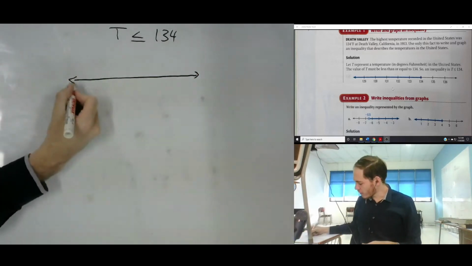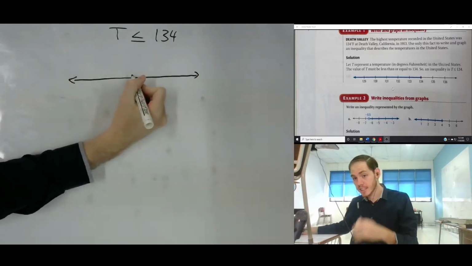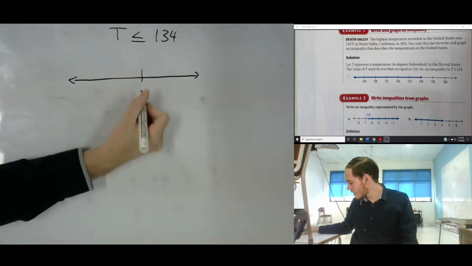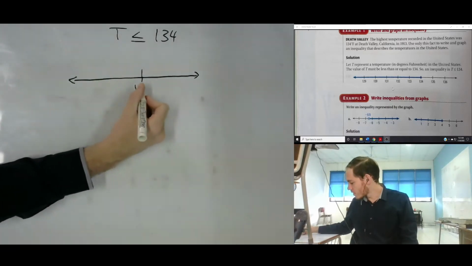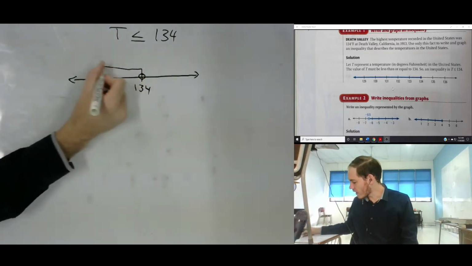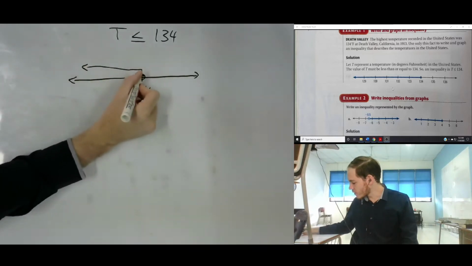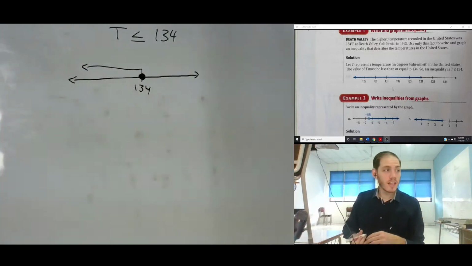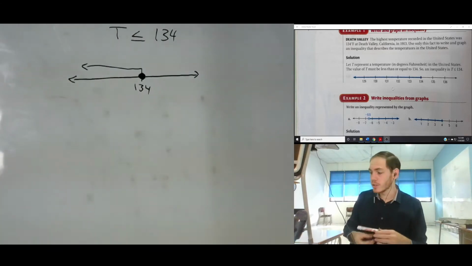You make your number line. Technically with my number lines, you do not need to include every number. So you can include 134. And because this is less than, you go to the left, and it's equal to, so you fill in the circle. So that's less than or equal to.